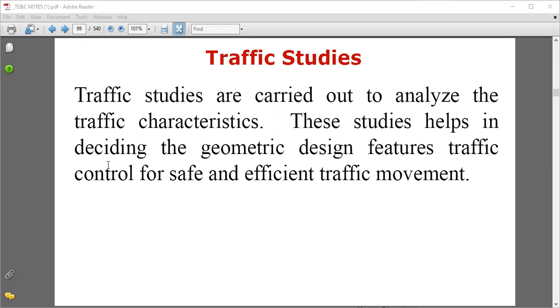Now we'll move towards the next part, that is traffic studies: how to do the traffic studies, and how to look at the volume counting of each and every vehicle on the road. So that part we have to study here. As per your competitive examinations, that part is also most important.